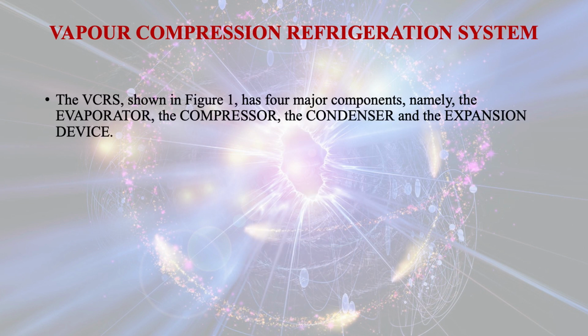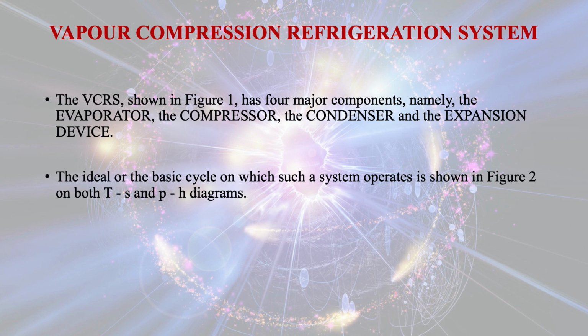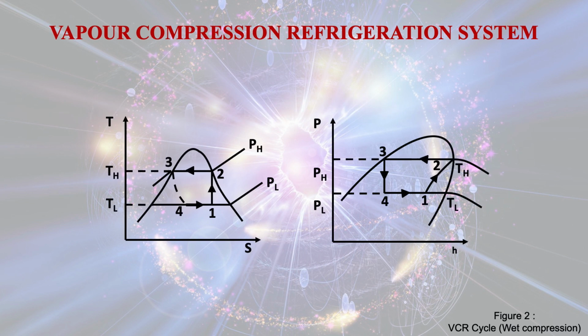The VCRS shown in figure 1 has 4 major components, namely the evaporator, the compressor, the condenser and the expansion device. The ideal or the basic cycle on which such a system operates is shown in figure 2 on both the TS diagram and the pH diagram. TS means temperature-entropy and pH means pressure-enthalpy. So this is the VCR cycle for the process.